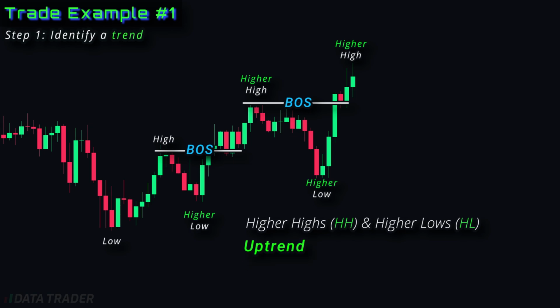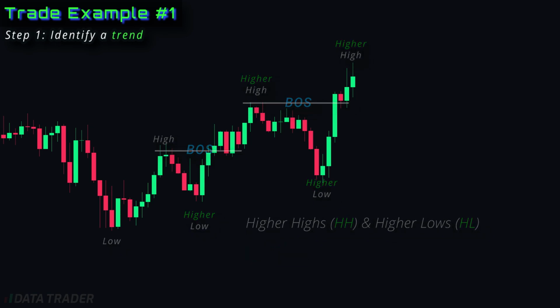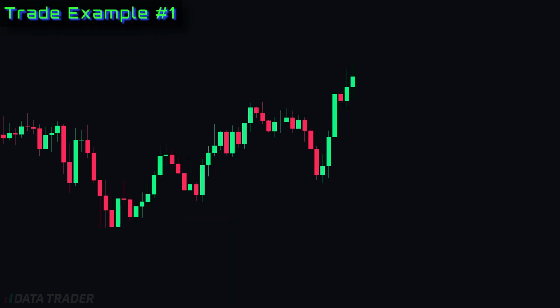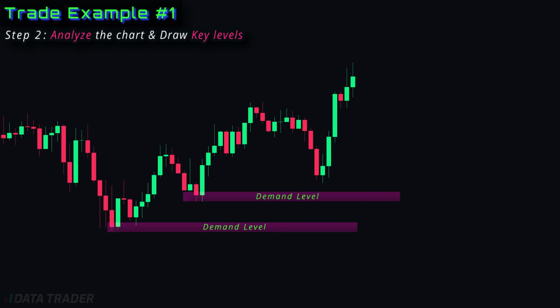Now, once we found the trend, the next step is deciding when to enter a trade. So, for our entry strategy, we first need to analyze the chart itself. We can begin by drawing important key levels that exist in the chart. And in this case, we can immediately see that there are a couple of supply and demand areas that we can draw. First, we can see a couple of demand levels right here, here, and here, as we can see price heading upwards after hitting those levels, indicating strong demand.